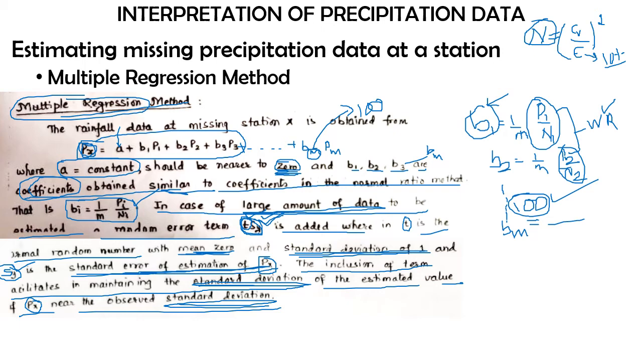So basically here we just need to understand the theoretical aspect: what is the formula for the multiple regression method, and what is the significance of this TSY? Please repeat this slide if needed. You need to have a better understanding of this TSY term for the multiple regression method.